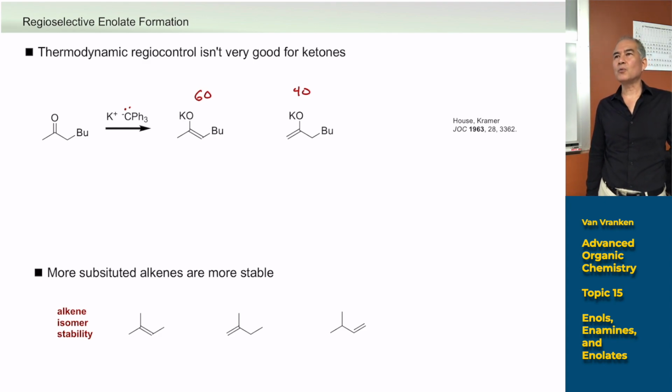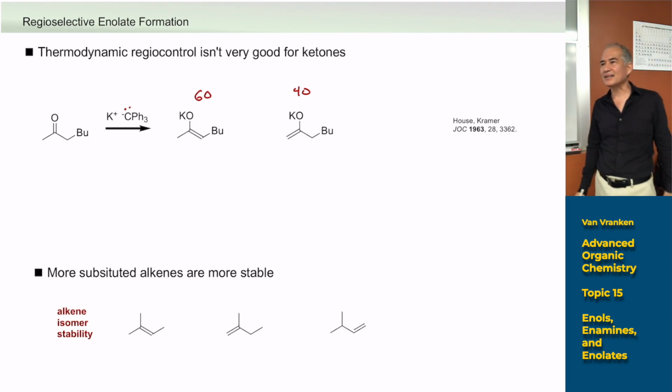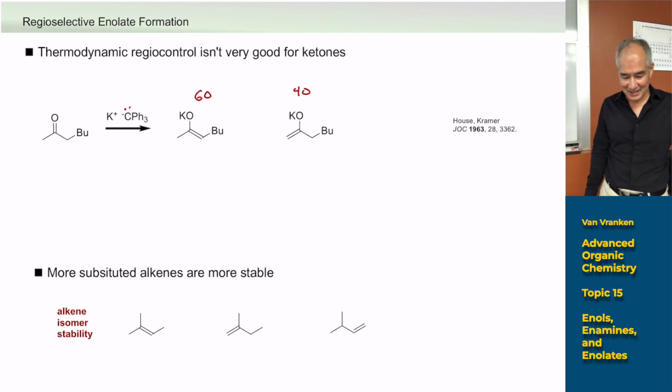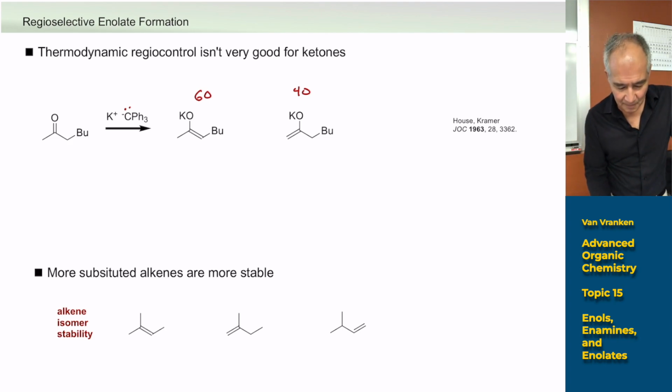Nobody in the world wants a 60-40 ratio of 2 different products. That means when you form CC bonds using that as a nucleophile, you get 2 completely different products. That is not a useful selectivity. Unfortunately, there's some sort of an attempt to convince you that you can use that and that the major enolate here, the more substituted enolate, is somehow going to be good. In practice, this is not really widely used.